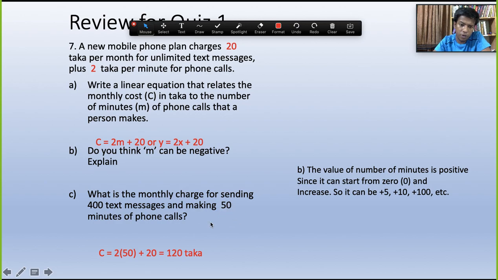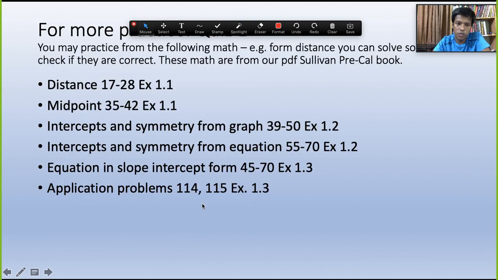For a 50-minute phone call, we will have to put 50 in the value of m. So this way we can solve.